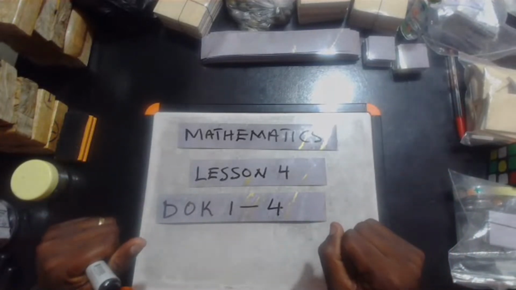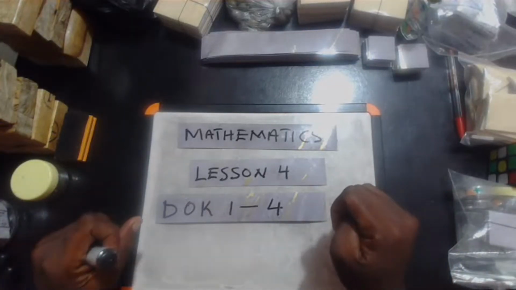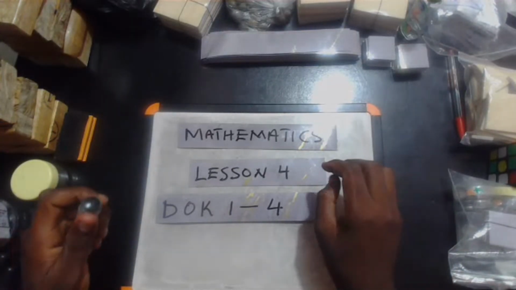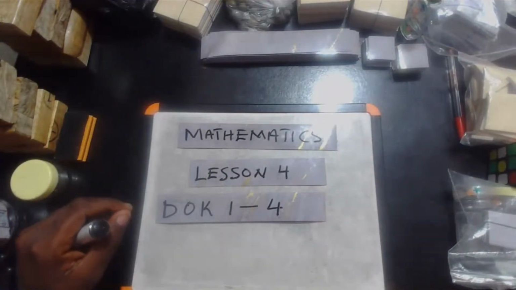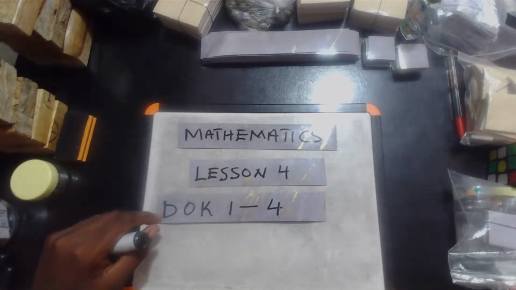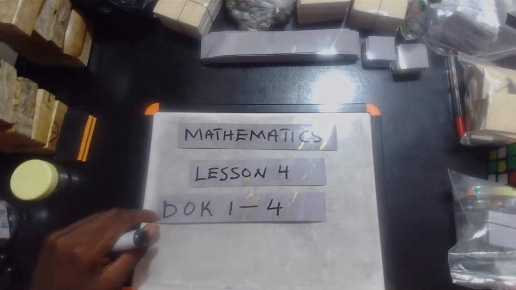Hello, guys. Welcome to another session of Mathematics Lesson 4, Form 1 Mathematics Lesson 4. And we're looking at the DOKs, the depth of knowledge of Form 1 Mathematics Lesson 4. So we're going to start from the simple, which is level 1, and increase all the way to level 4.